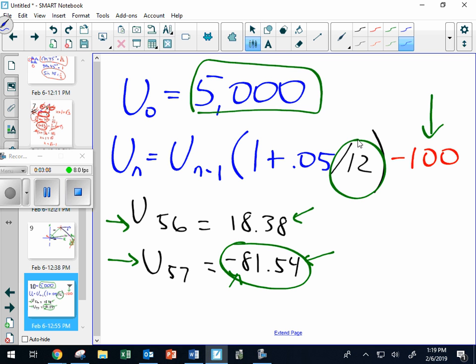So how would you use that on an actual test question? Here's what the test question would say. They would say, in this $5,000 loan, at what month was it paid off? Well, first the trick answer would have been 56, because you know it's close, but you aren't paid off yet, are you? So after 57 months would be the answer. You are paid off. And then another follow-up could be, how much do they owe you back? And then you'd say $81.54.